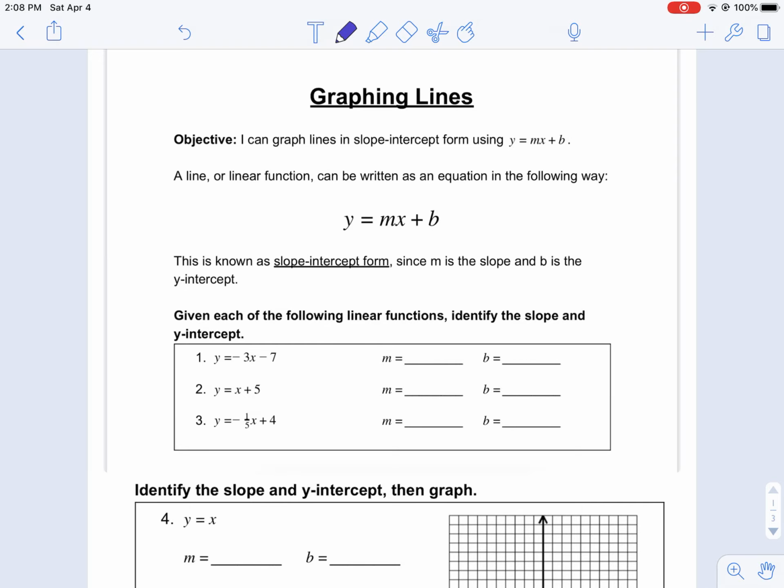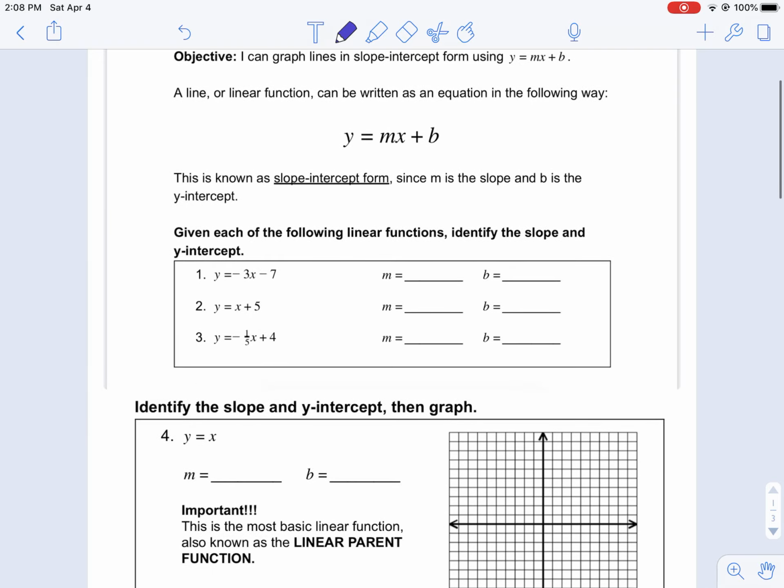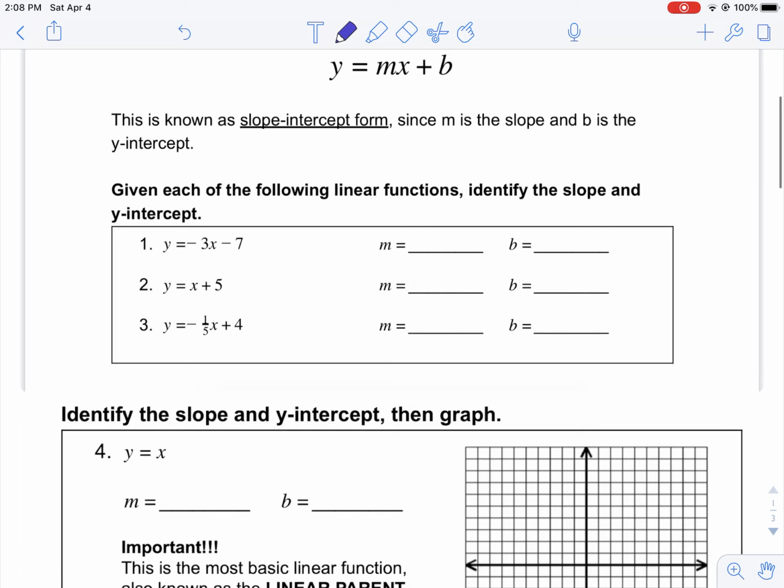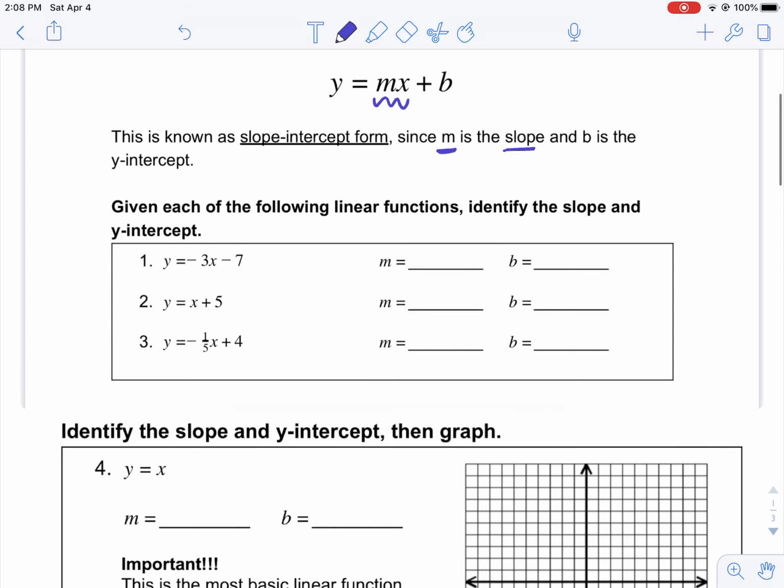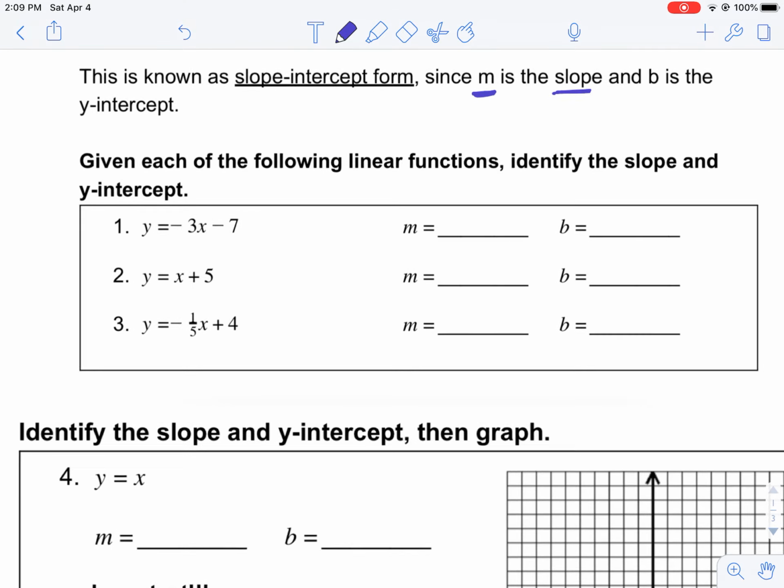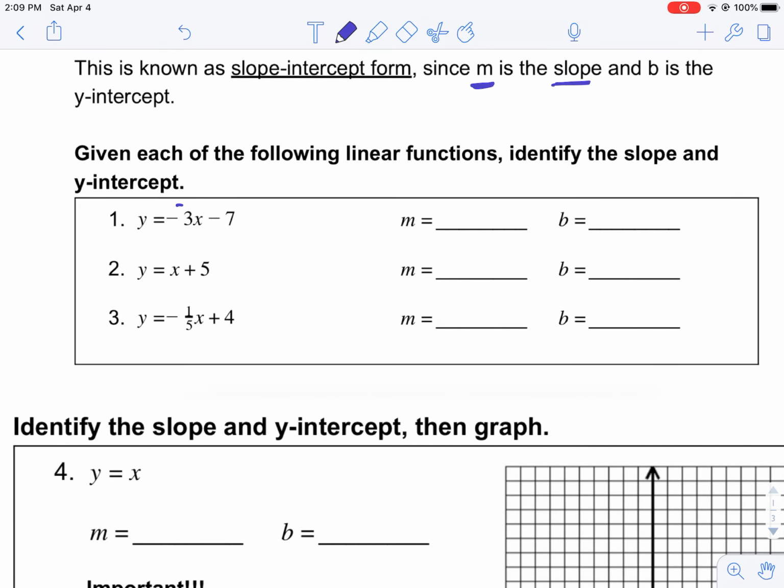So graphing lines, I can graph lines in slope-intercept form like we just said. So remember, m is slope, m and x are the bestest of friends, and then b, what follows, is your y-intercept. So slope, then y-intercept. It is alphabetical. So on number 1 through 3, they just want you to identify slope and y-intercept. So these are going to be pretty quick.